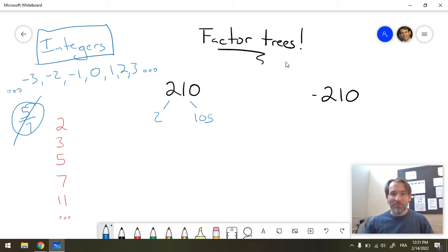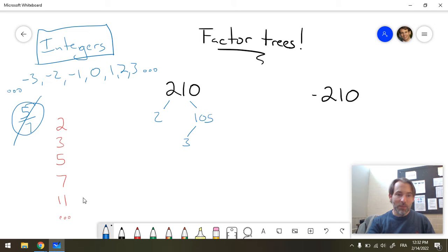No. Is it divisible by 3? How do I test for divisibility by 3? Well, all I need to do is add together the digits. And if the digits add together to give me something divisible by 3, it is divisible by 3. So when I test this, 1 plus 5 is 6. 6 is divisible by 3. Therefore, yeah, I can take a 3 out of that.